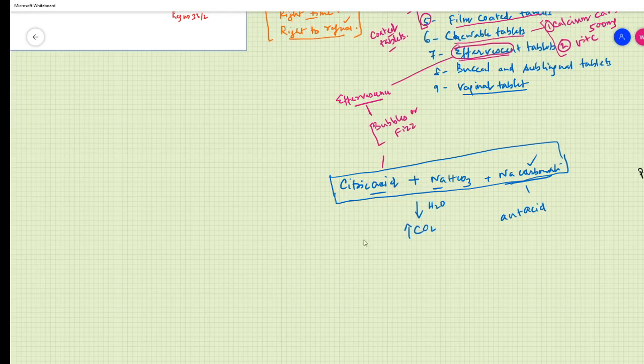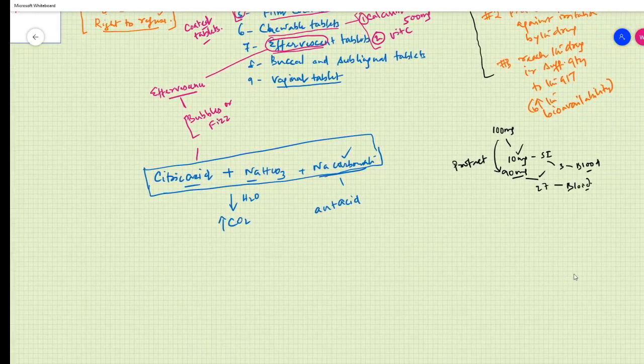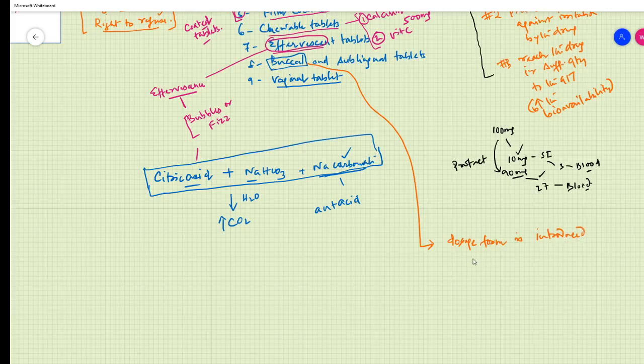Okay. So the next important one is buccal and sublingual. So buccal. What is buccal? Let's look at what we mean by buccal. So buccal basically means the dosage form is introduced between the gum and the cheek. So this dosage form is meant to be held there.